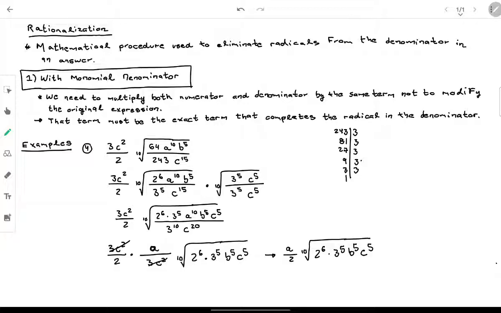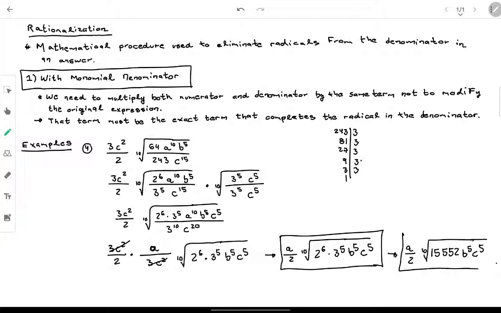Of course, 2 to the 6 multiplying 3 to the 5 is going to be a super big number. So if we don't have a calculator, maybe we can leave it like that. But if we have a calculator, maybe we can put the answer as a divided by 2 that multiplies the 10th root of 52, b to the 5, c to the 5. And that will be my answer.